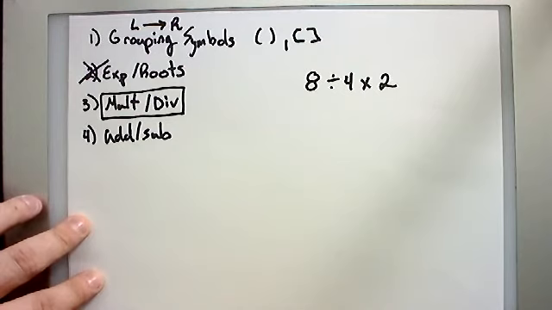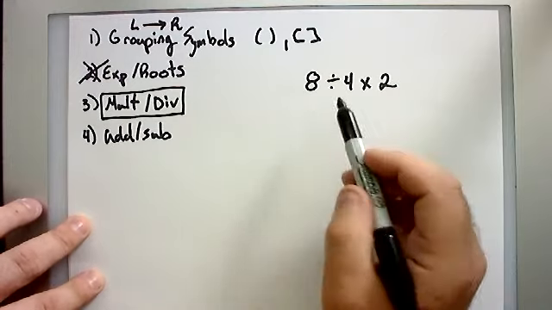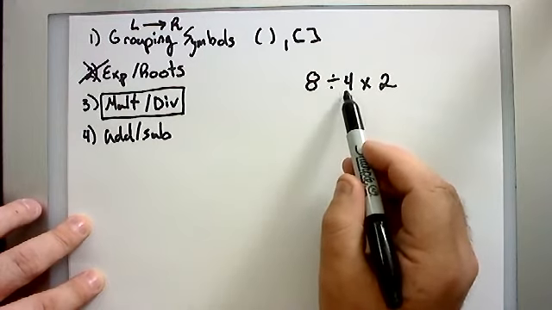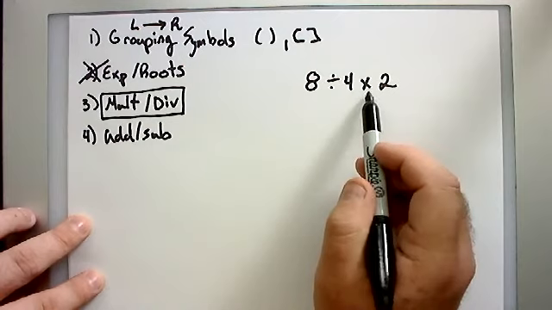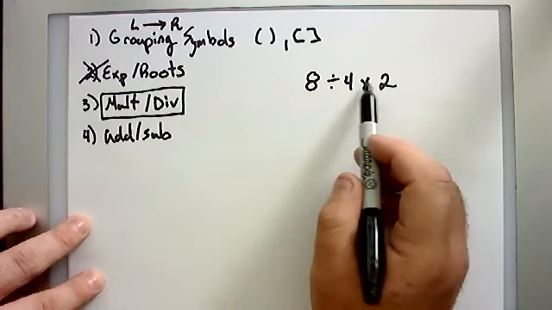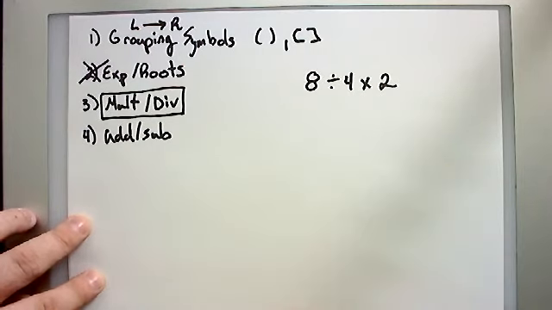8 divided by 4 times 2. Take a minute, tell me what you think that is. You should be either telling me it's 4 or it's 1. Those are the only two answers you should be getting. Because if you divide first, 8 divided by 4 is 2, and 2 times 2 is 4. If you multiply first, 4 times 2 is 8, and 8 divided by 8 is 1. So those are the only two real options.